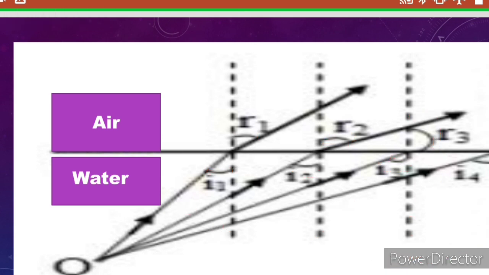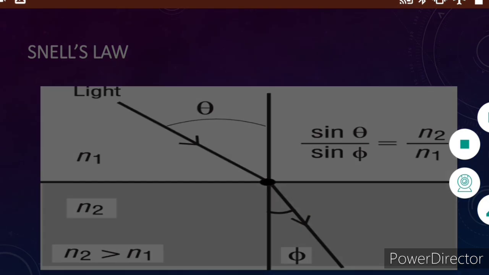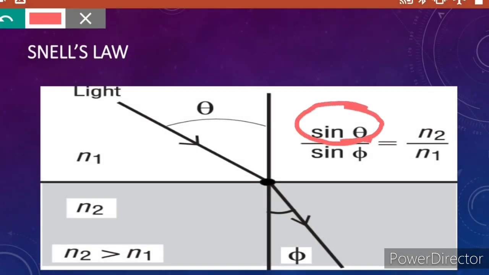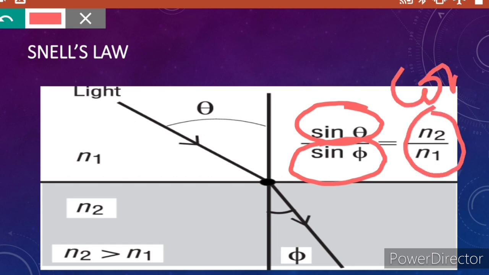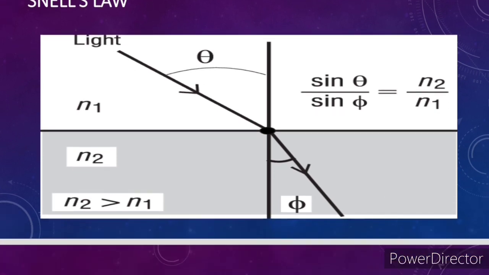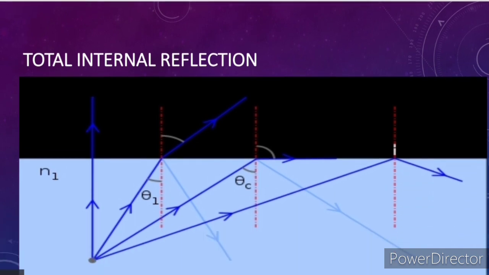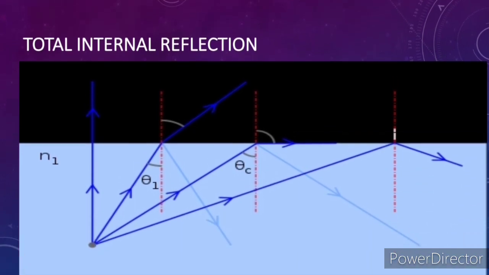Now from this particular figure you can write that the sine of the angle of incidence divided by the sine of the angle of refraction will be equal to a constant, and this constant is also known as the refractive index. Now you have another expression for the refractive index. This relation is called Snell's law. Hope you understand.